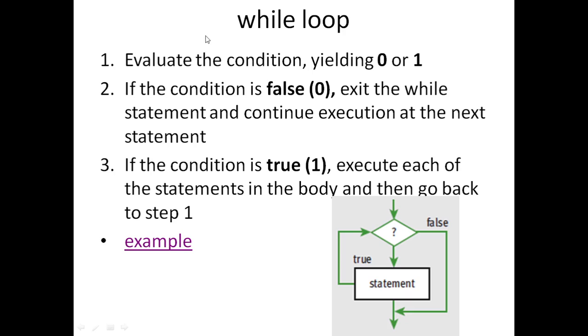First, evaluate the condition, yielding 0 or 1, where 0 means false and 1 means true. If the condition is false, exit the while statement and continue execution at the next statement. If the condition is true, execute each of the statements in the body and then go back to step 1, that is, check the condition again. We'll see one example.